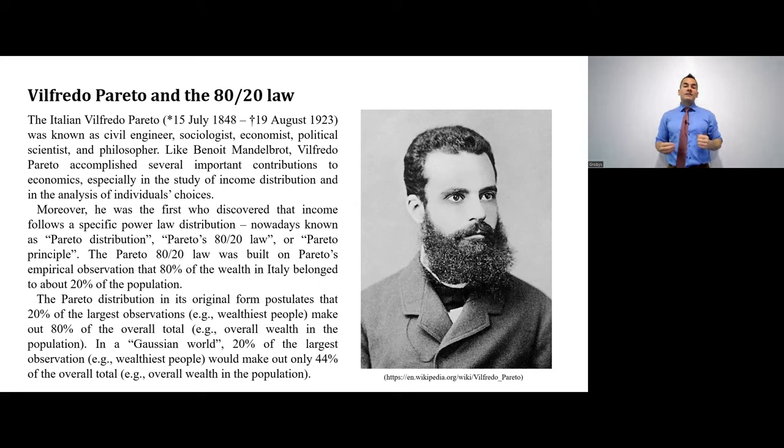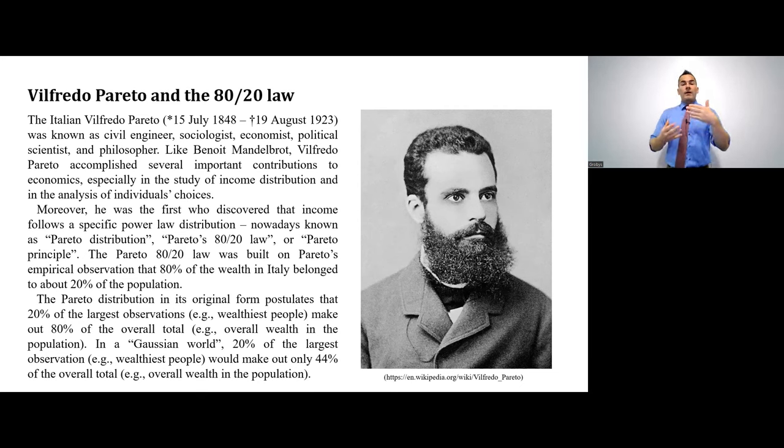The Pareto 80-20 law was built on Pareto's empirical observation that 80% of the wealth in Italy belonged to about 20% of the population. The Pareto distribution in its original form postulates that 20% of the largest observations, for instance, wealthiest people, make out 80% of the overall total, or in this example, the cumulative wealth in a population. In a Gaussian world, if you would assume that wealth is normally distributed, 20% of the largest observations, or the wealthiest people, would only make out 44% of the overall total. So that's obviously a huge gap, okay?